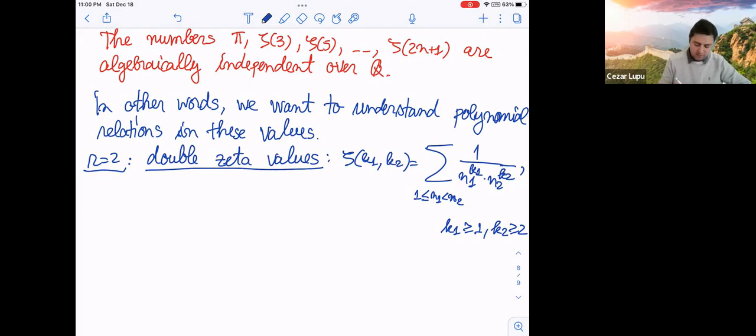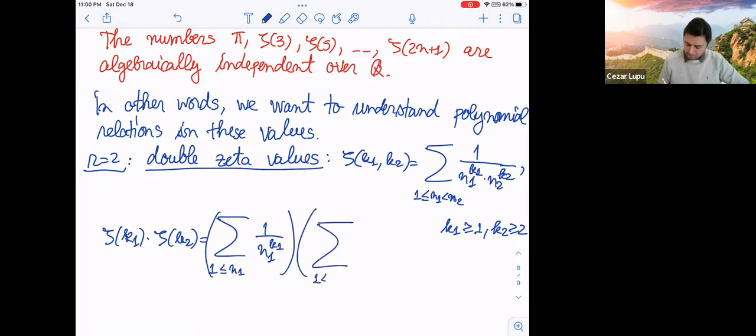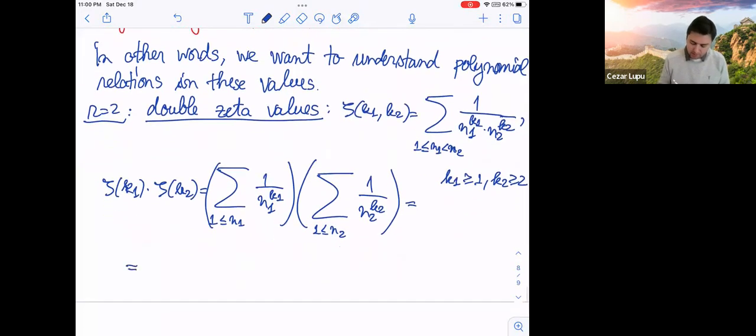And what we're going to do is just a naive trick. I think this goes back again to Euler, I'm not sure, but let's multiply two single zeta values. When we multiply these, we get the sum over all n1 and n2 greater than 1 of 1 over n1 to the k1 times n2 to the k2. All right, great.